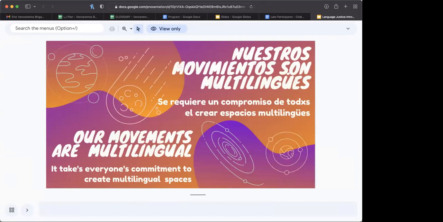We just wanted to go over a couple things to help us create this space together. It takes everyone's commitment to make this space possible in both languages.